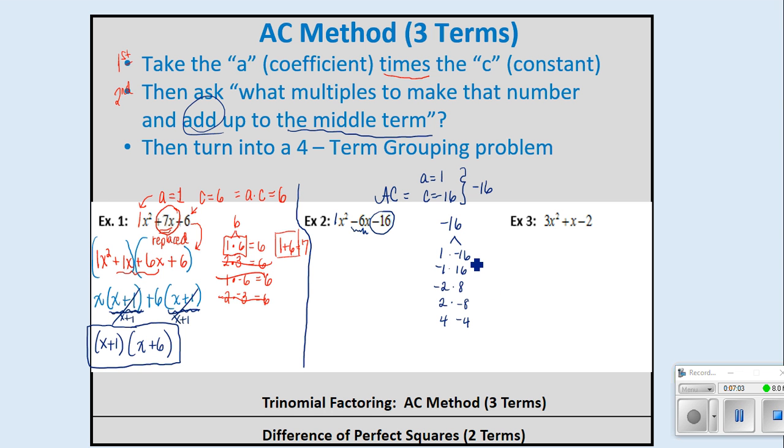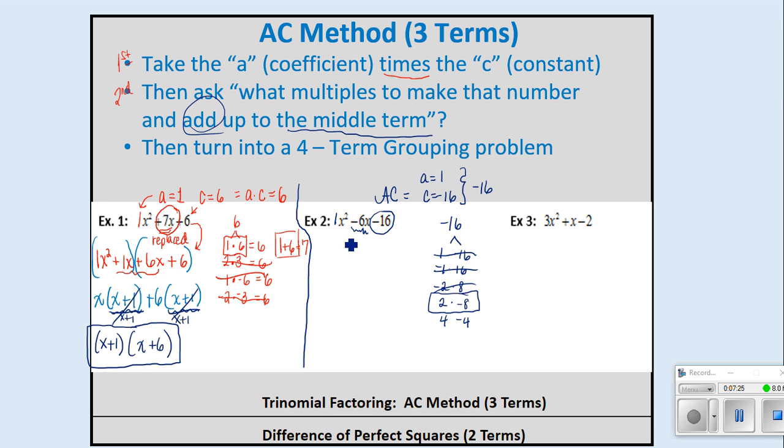Well, 1 minus 16 would be negative 15. That won't work. Negative 1 plus 16 would be positive 15. That's not going to work. Negative 2 plus 8 would make positive 6. That's not going to work. 2 minus 8, yep, that's going to make negative 6.